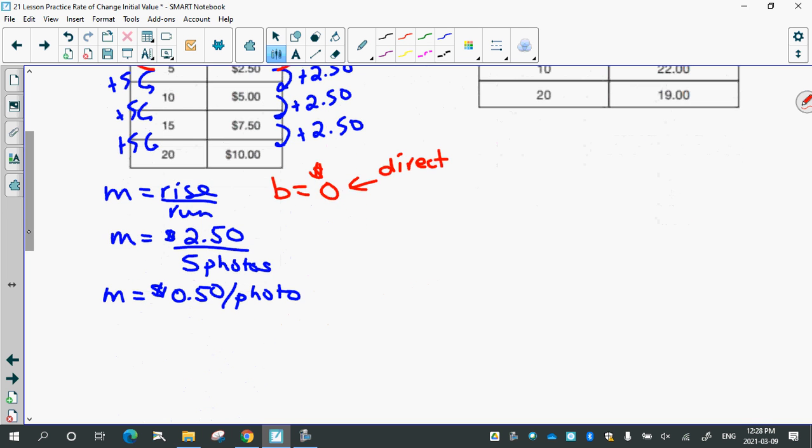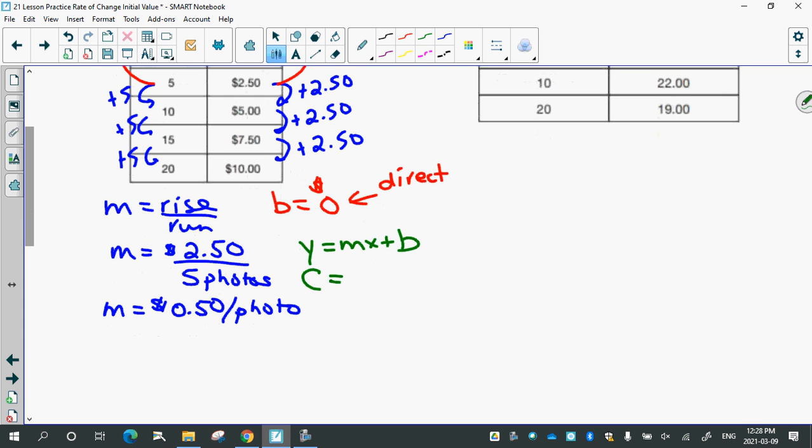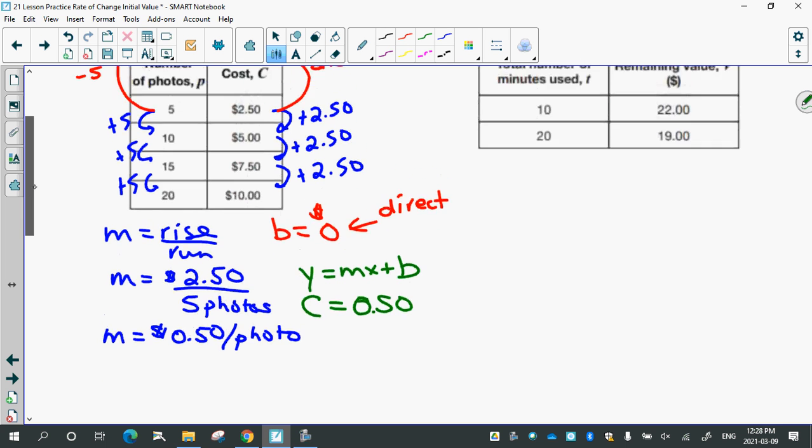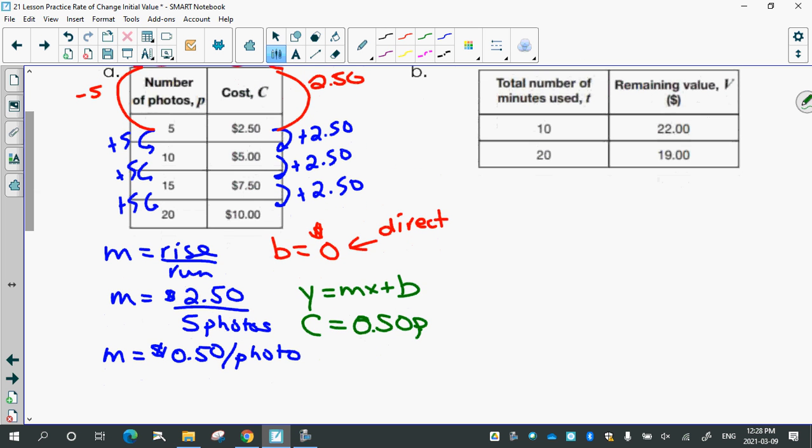So because of this, we have a direct relationship. Okay, and our equation, instead of y equals mx plus b, y is being called cost, capital C, m is 0.50. X is little p, and we don't need to show the plus 0. So that would be our equation, and it's direct because the initial value is 0. Okay? Any questions about that one? How to get the rate, how to get the initial value, equation, or why it's direct? Anyone? You good for that?